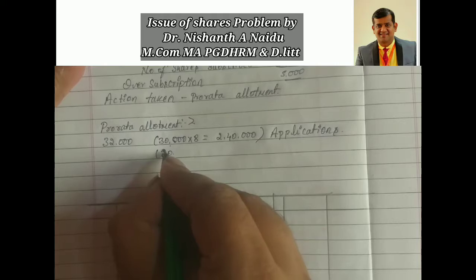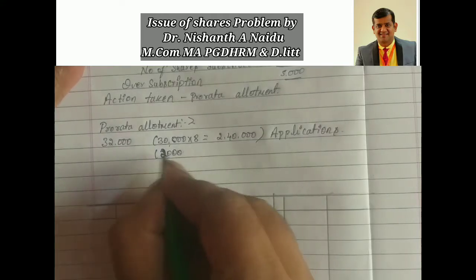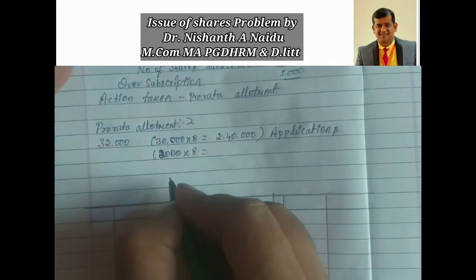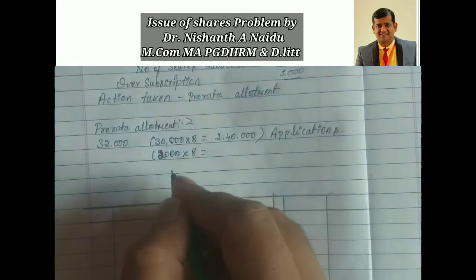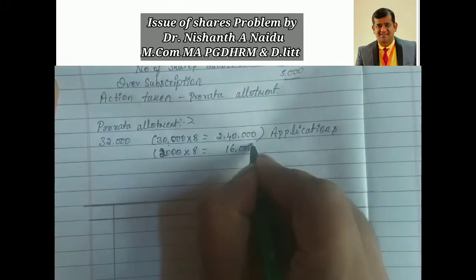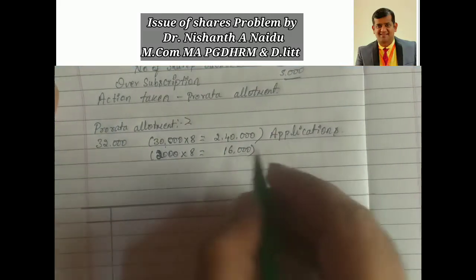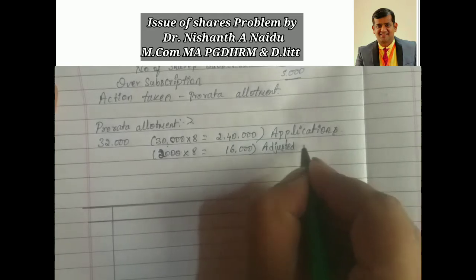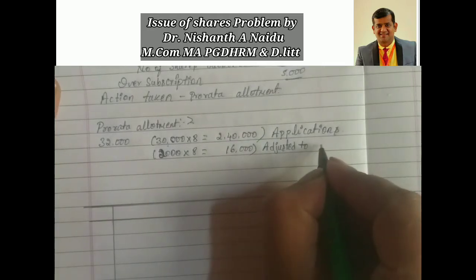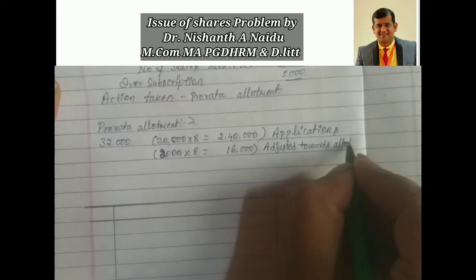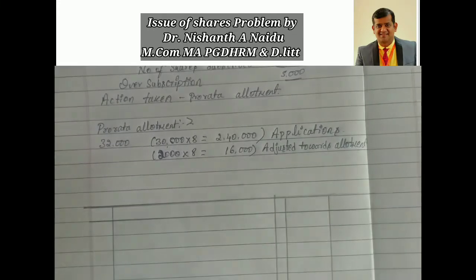Now, out of this 32,000, we have used 30,000 for applications. So what is left out is 2,000 shares, correct? 32 minus 30, left out is 2,000 into 8, where 8 rupees is the application money. 2,000 into 8, how much? We get 16,000 rupees. Clear? This 16,000 is adjusted towards allotment. Adjusted towards allotment, done.